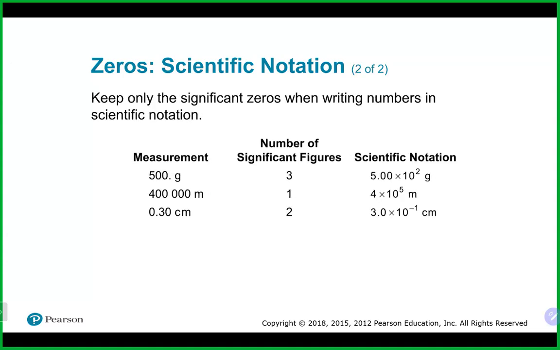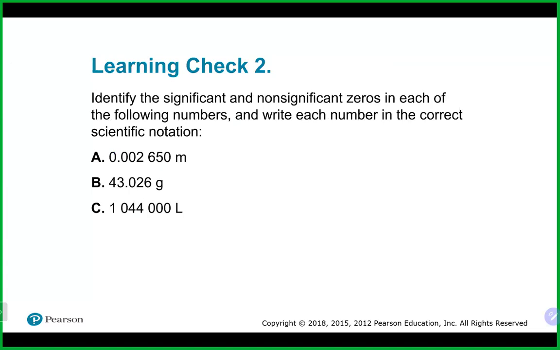All right, so why don't you take a few here? Identify significant and non-significant zeros in each of them and write the number in proper scientific notation. As I mentioned before, as you go from decimal to scientific notation, you should not lose significant figures. So figure out how many sig figs and write each of these answers in proper scientific notation. Okay, let's take a look.